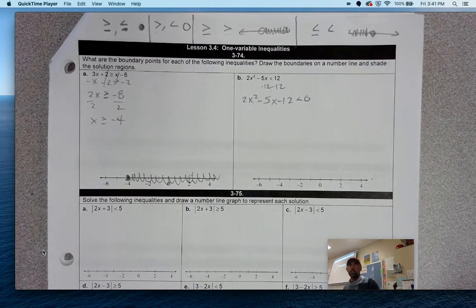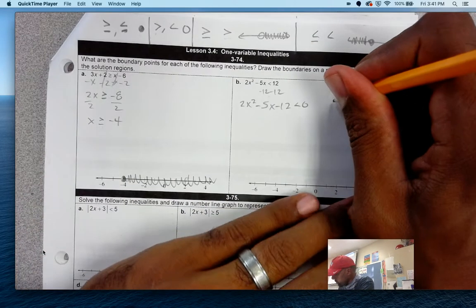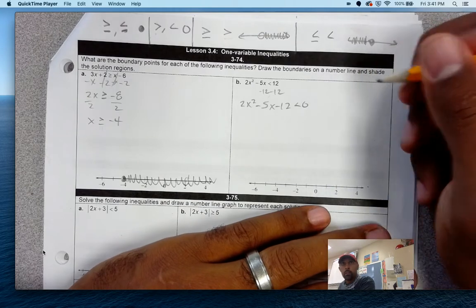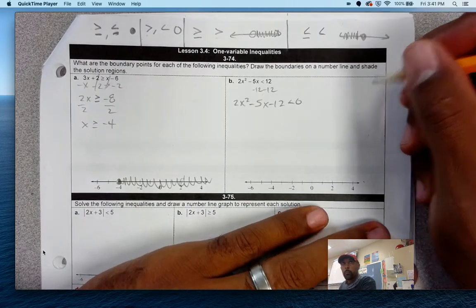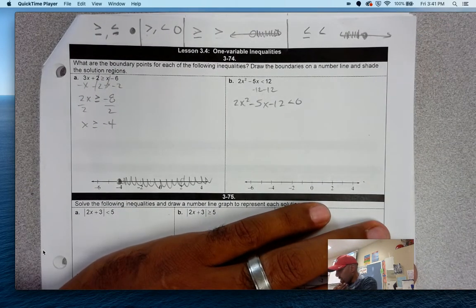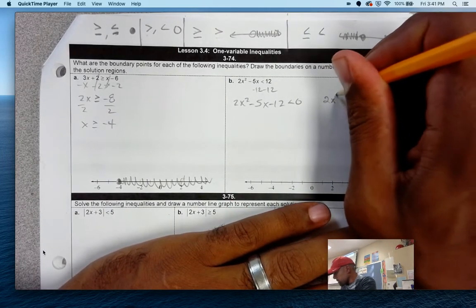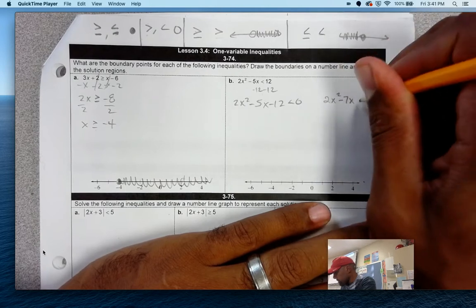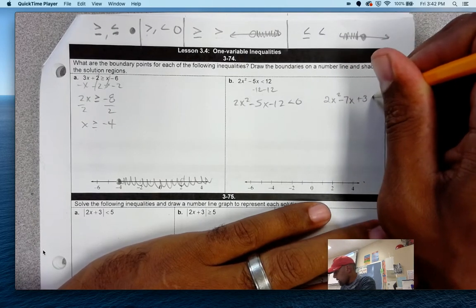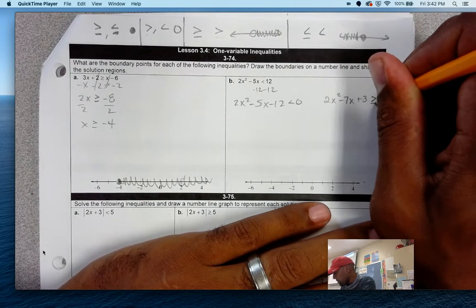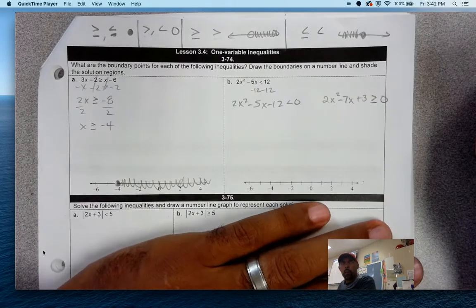Now I'm going to show you an example that would be similar, but it's not quite the same. So let's just say I've got 2x² minus 7x plus 3 is greater than or equal to 0.